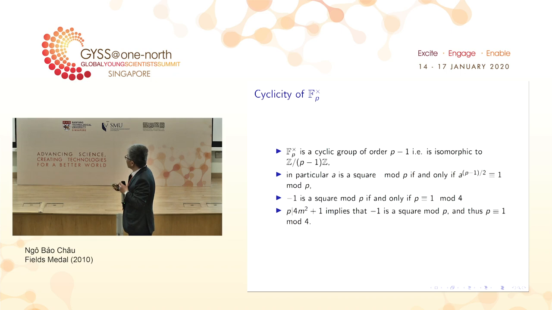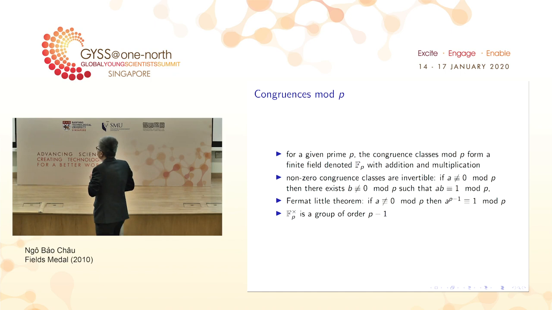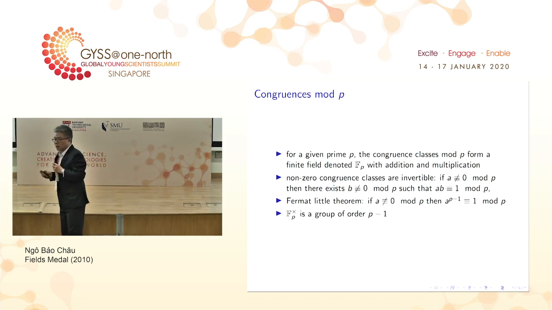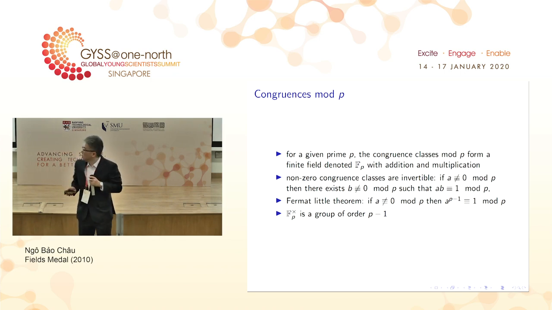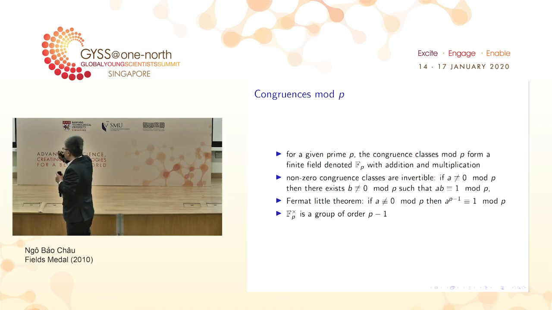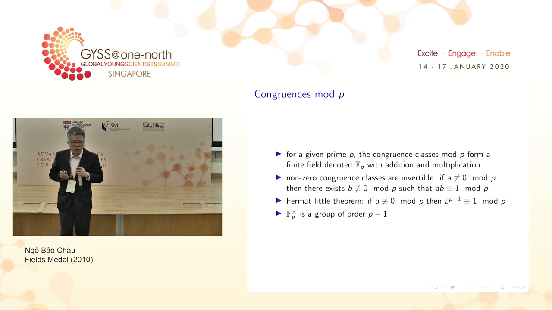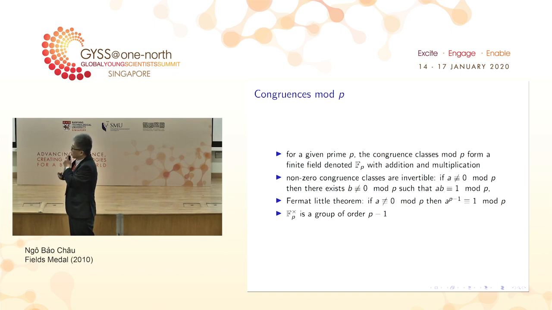Okay, so now we fix the prime number P. We are looking at the congruence classes modulo P. So it makes sense: you can add congruence classes, you can multiply congruence classes. We can do it with any integers, and we can be more strict actually. But when you take the modulus to be a prime number, there's something special going on: if a number is not congruent to 0 mod P, it's going to be invertible.